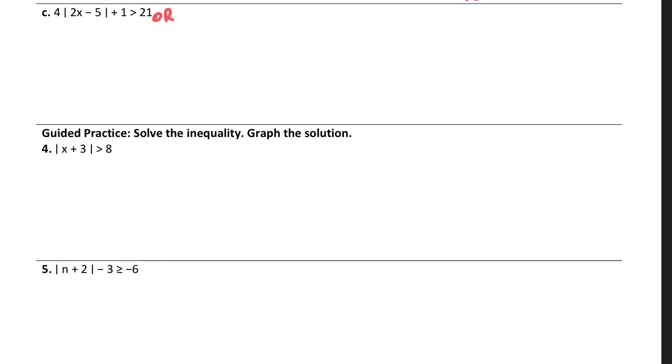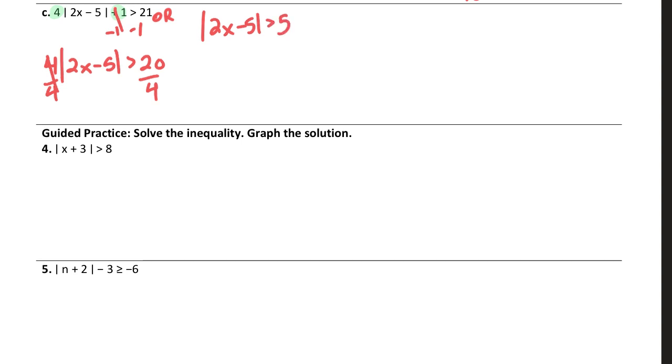And then finally, for the last one, this has a couple of things that we have to be aware of. Our absolute value has a +1 and a ×4 by it. So the way I would solve this initially, before I set up my 2 inequalities, is I would subtract 1 from both sides. So this would be 4 times the absolute value of 2x minus 5 is greater than 20, since I subtracted 1, and then I would divide by 4. So this would become absolute value of 2x minus 5 is greater than 5.